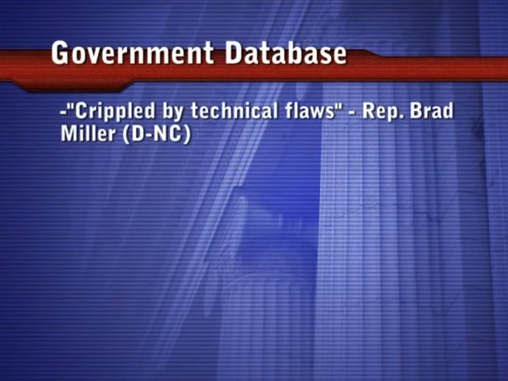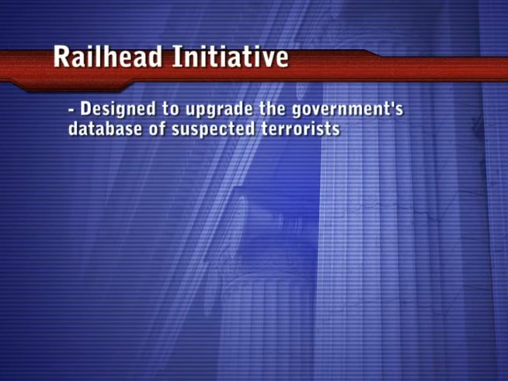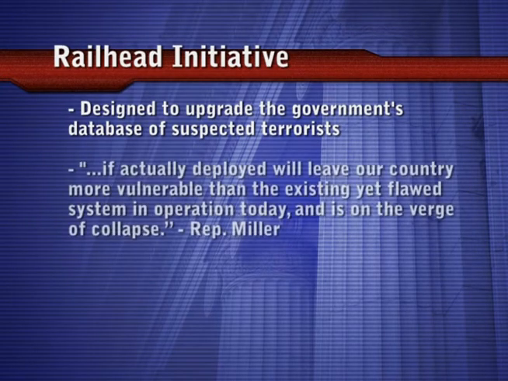The database used to produce the government's terror watch list is crippled by technical flaws, according to Representative Brad Miller of North Carolina. In order to fix these flaws, the Federal Terrorist Screening Center has implemented the National Terrorism Railhead Initiative, which is designed to upgrade the government's master database of suspected terrorists. However, when commenting on this Railhead initiative, Representative Miller stated that if it is actually deployed, it will leave our country more vulnerable than the existing yet flawed system in operation today, and is on the verge of collapse.